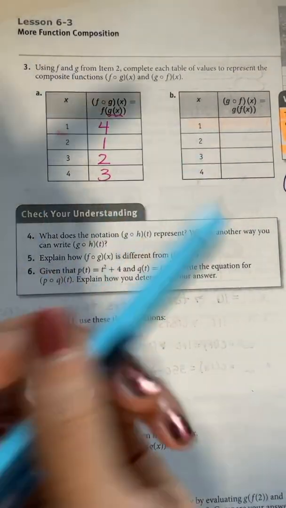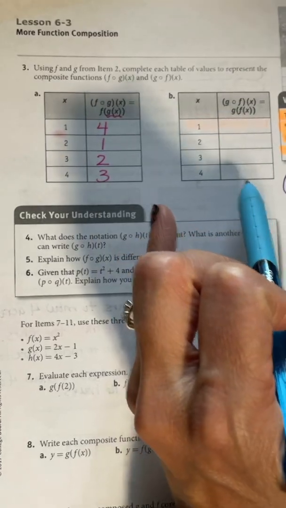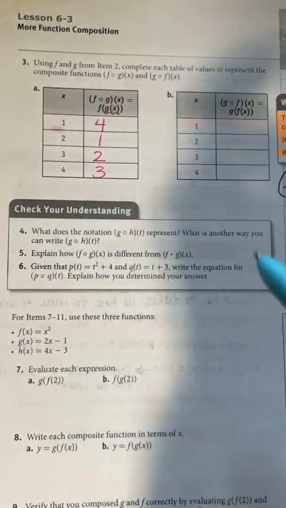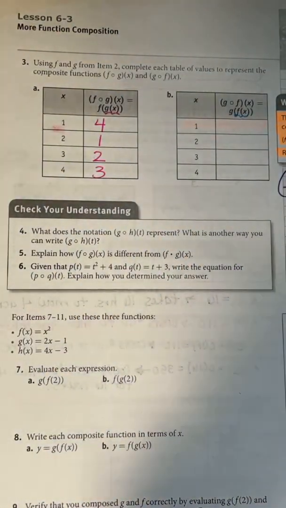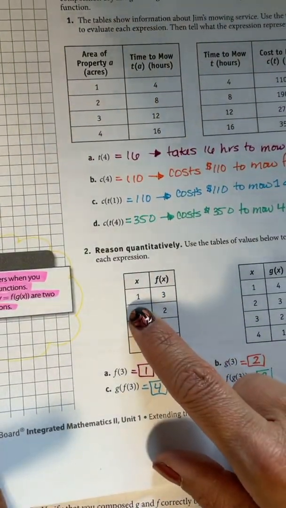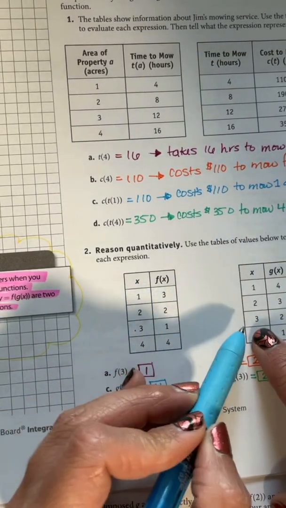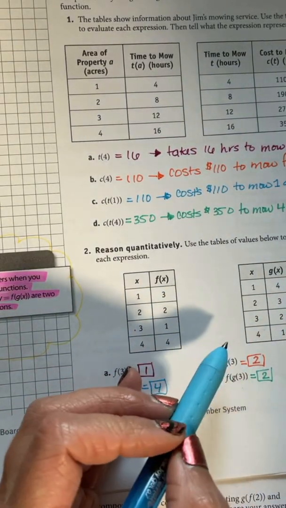All right, now it's the reverse. G of f of x. Do you think we're going to get the same numbers? G of f of x. So that means we're going to start with f of x this time, and when we get that output, then we plug that into the g function. Okay, so starting with f of 1. F of 1 is 3. Take that 3, plug it into the g function, and the output is a 2.